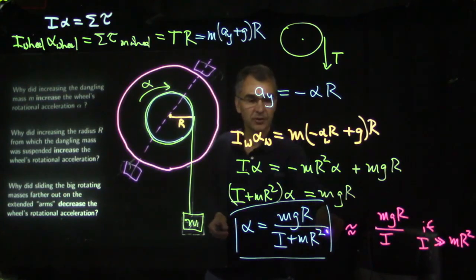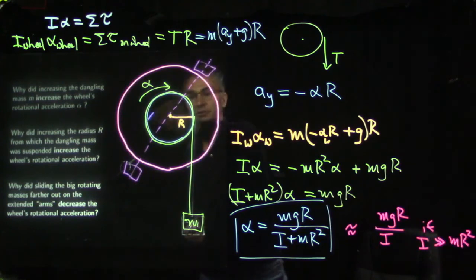But to get the answer in a really simple form, it helps to be able to use the approximation that the rotational inertia of this big wheel is much, much larger than this mass times this lever arm squared.